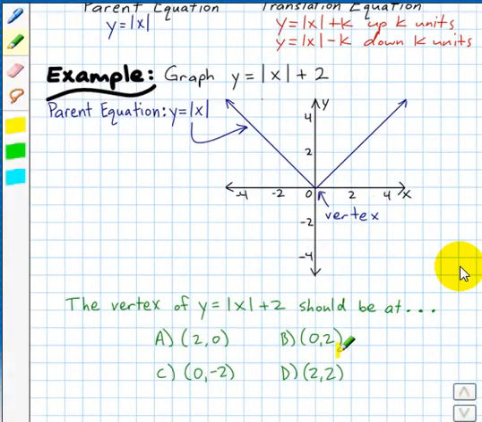That's right. Yes, you are correct in choosing B, 0, 2. The value of k in our equation is 2, so we need to translate the vertex and all the other points of the parent function up 2 units.